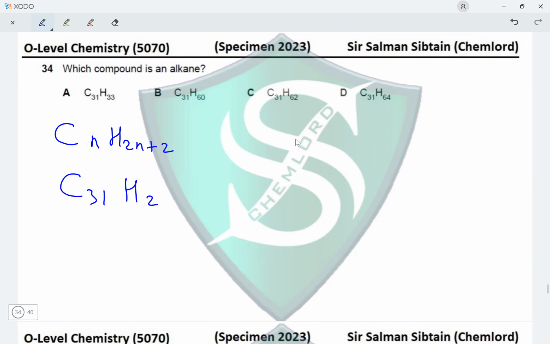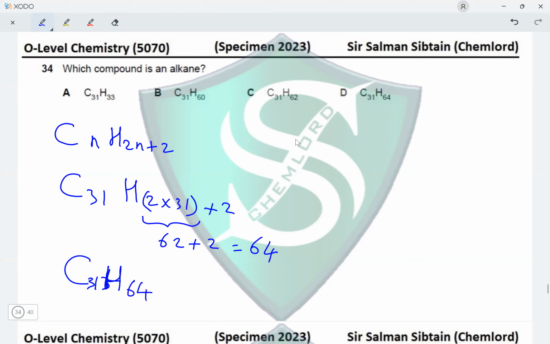H would be 2 times 31 plus 2. Now 2 times 31 makes 62, and 62 plus 2 makes 64. So the correct option would have C31, sorry, not C13, C31 and H64 in it. Therefore, option D is the correct option for this question.